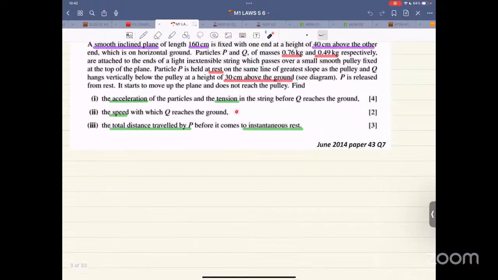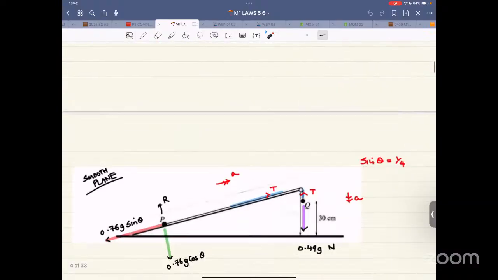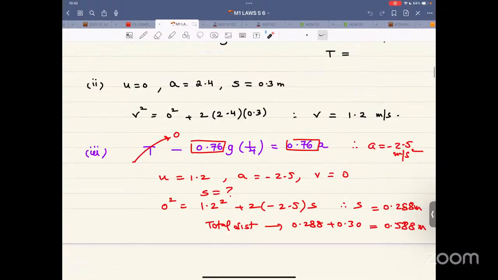Now, for me, the next part is very important: the speed with which Q reaches the ground, and the total distance traveled. So now initial velocity is 0, acceleration is 2.4, distance is 0.3 meters, that is 30 centimeter converted to meter, take care of this. And v comes out to be 1.2.